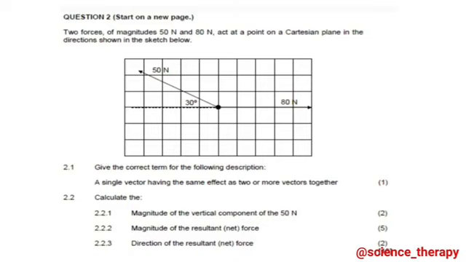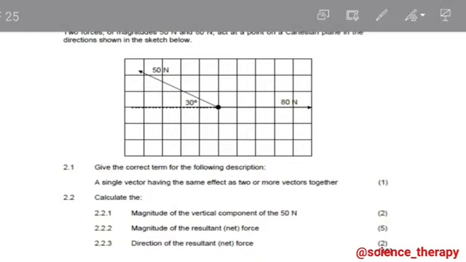In question 2 we have two forces of magnitude 50 N and 80 N that act at a point on a Cartesian plane in the direction shown in the sketch below. Now we can see that our 50 N acts at an angle of 30 degrees and our 80 N is just horizontal like that.